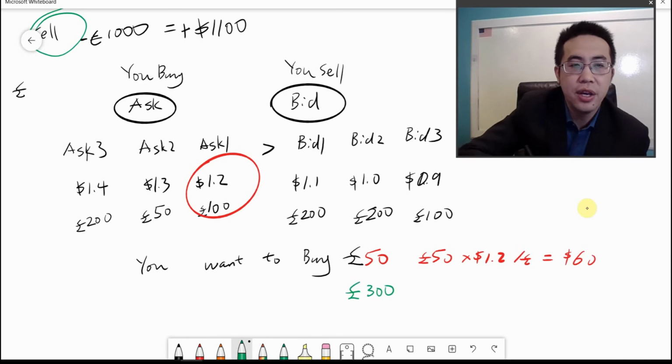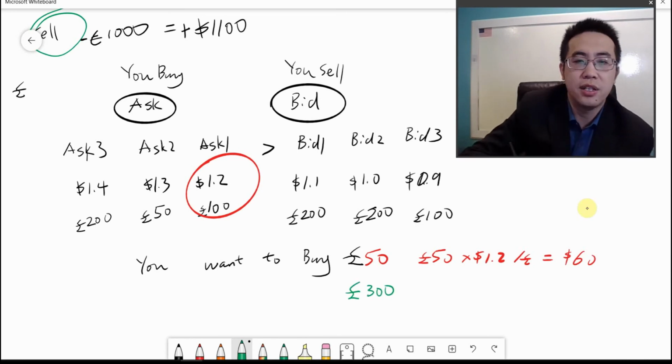But what about if you want to buy, in another case, 300 pounds? Let's say this is isolated from the previous case. That case did not happen.